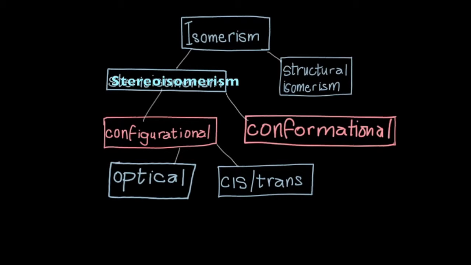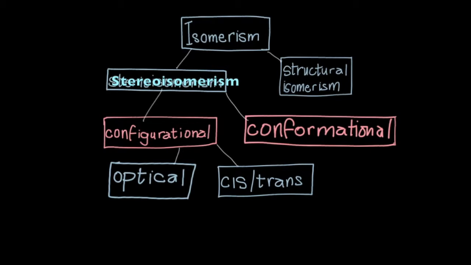This type of arrangement is stereoisomerism. Today, we focus on two types of stereoisomerism. Configurational, focusing specifically on cis-trans isomerism today, where optical isomerism is covered in another lesson, and also on conformational isomerism.